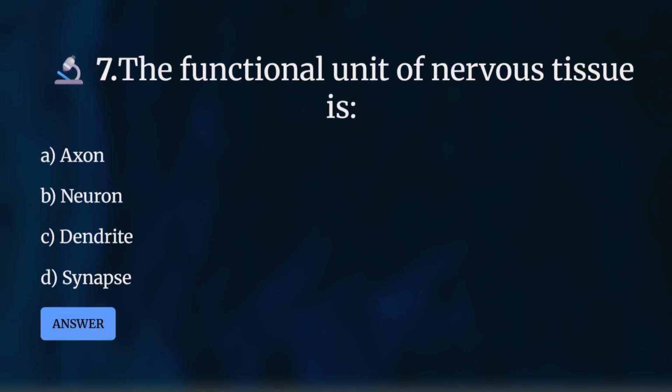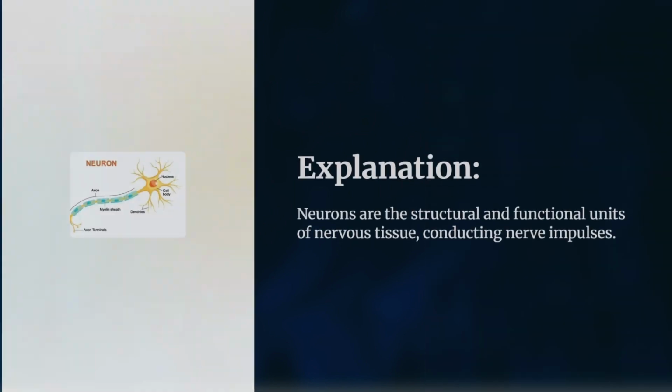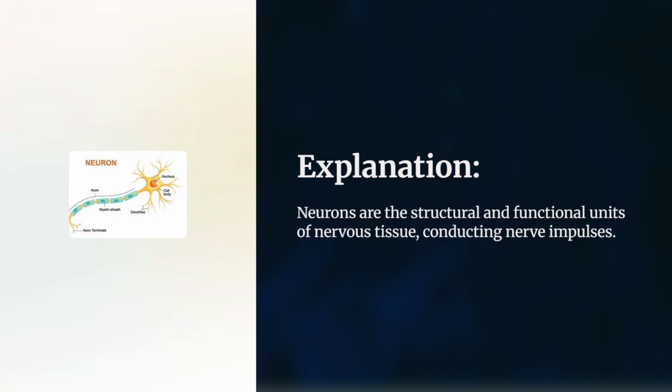Question number 7. The functional unit of nervous tissue is? Is it called axon? Is it called neuron? Is it called dendrite? Or is it called synapse? The correct answer is neuron. Neurons are the structural and functional units of nervous tissue, conducting nerve impulses.